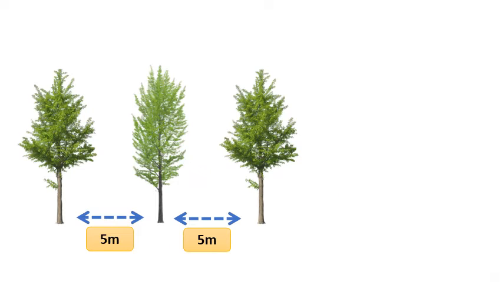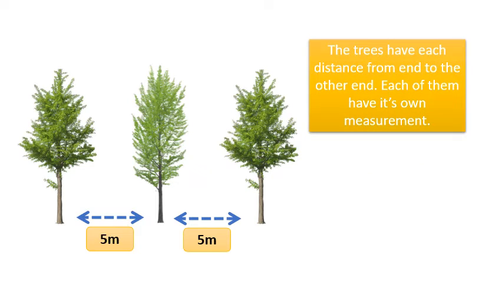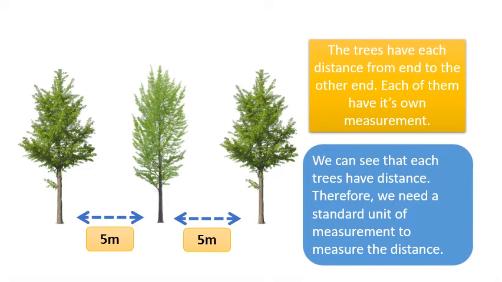Let's look at another example. We have here trees. The trees have each distance from end to the other end. Each of them has its own measurement. We can see that each tree has a distance. Therefore, we need a standard unit of measurement to measure the distance. So look at here in the example. The trees are distant within 5 meters from each tree.